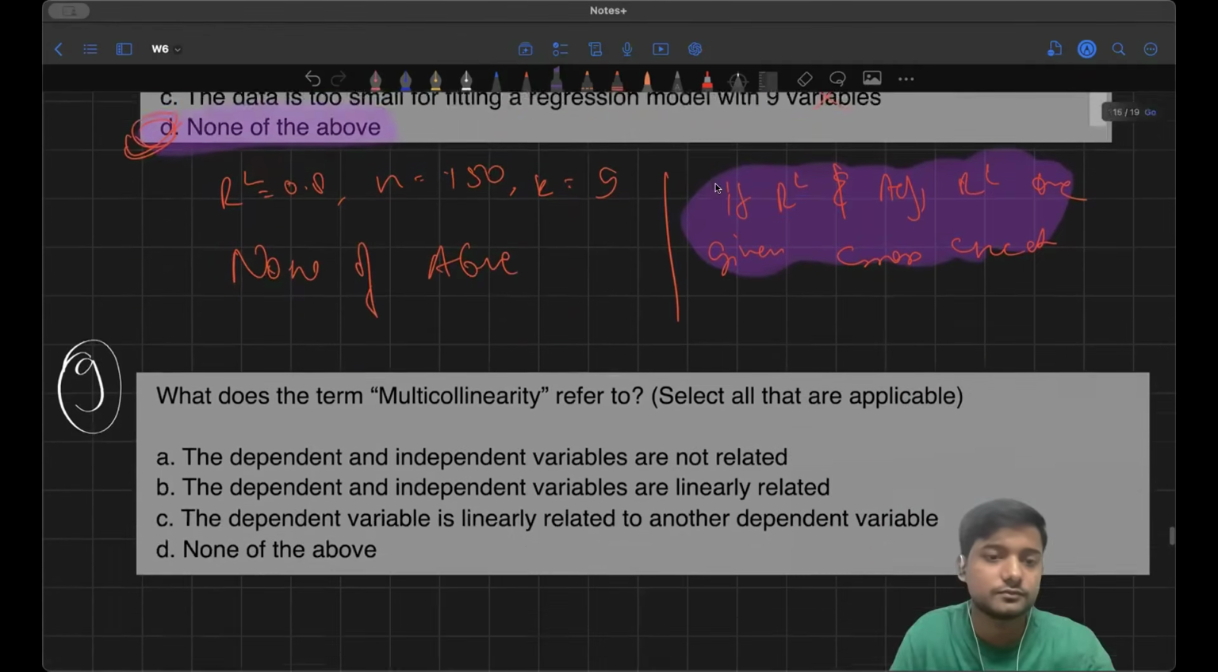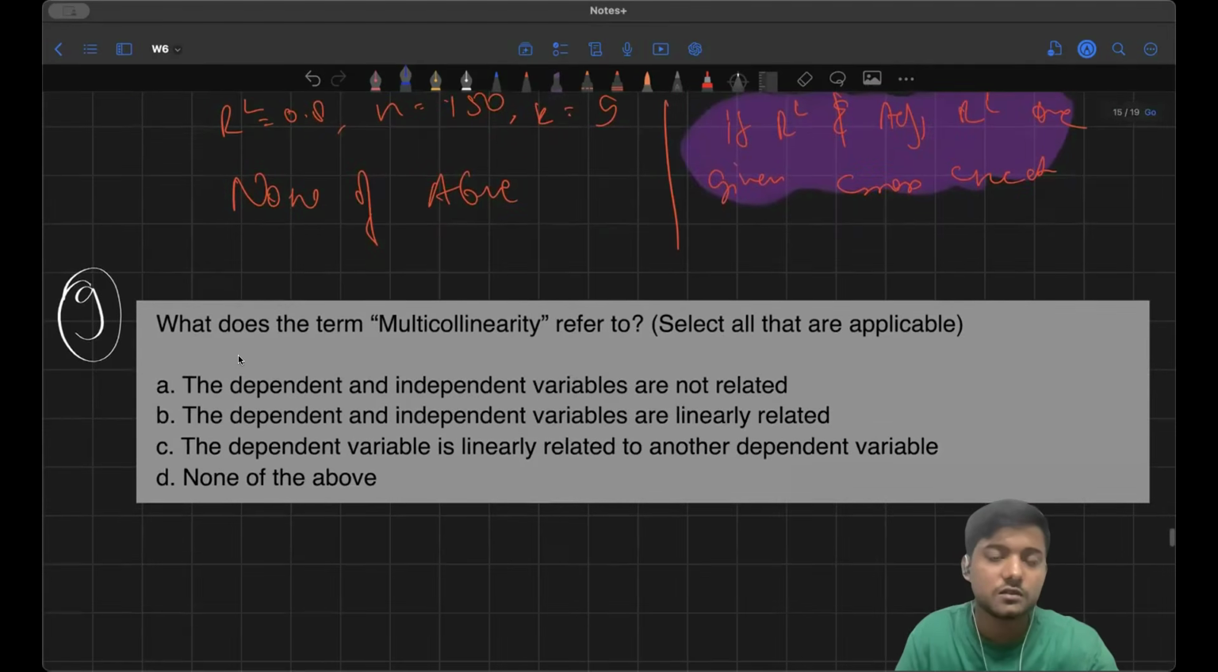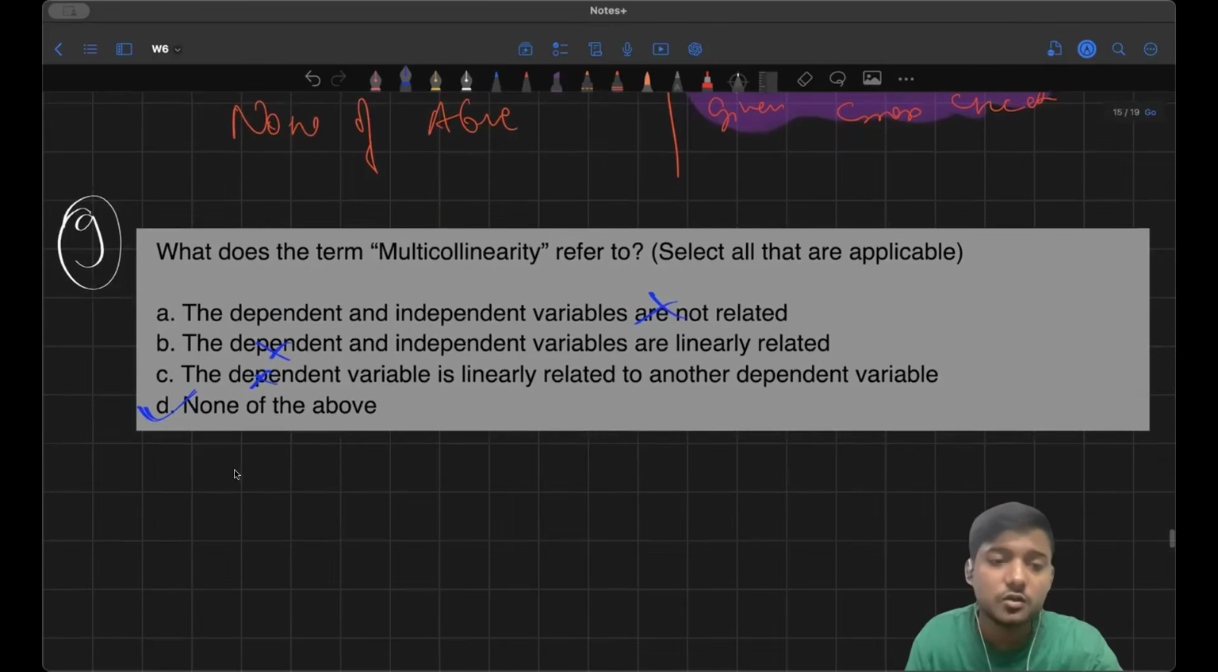It cannot happen. Now coming to this question: what does the term multi-collinearity refer to? Select all that are applicable. Dependent and independent variables are not related, not at all. Dependent and independent variables are linearly dependent. Dependent variable is linearly related to another dependent variable. It is going to be D, none of the above. Why? Multi-collinearity is only for independent variables, and if you see the options, they were between dependent and independent.